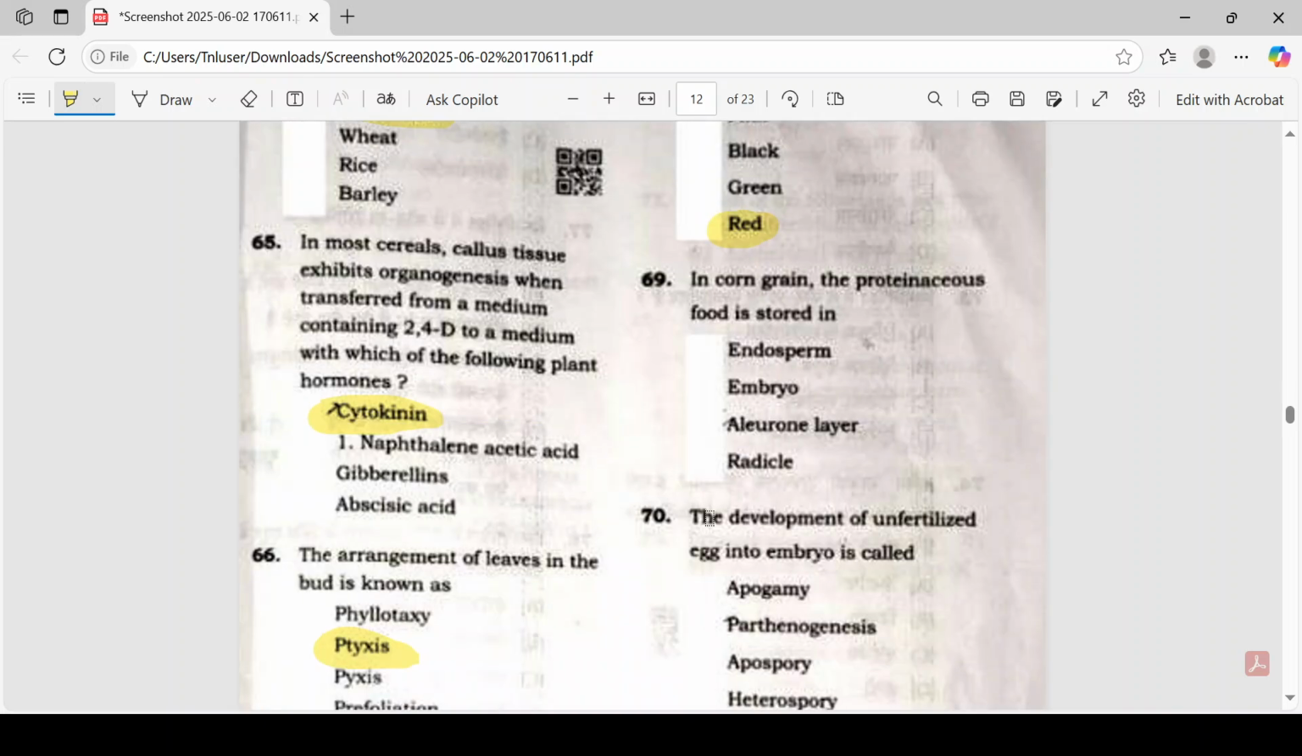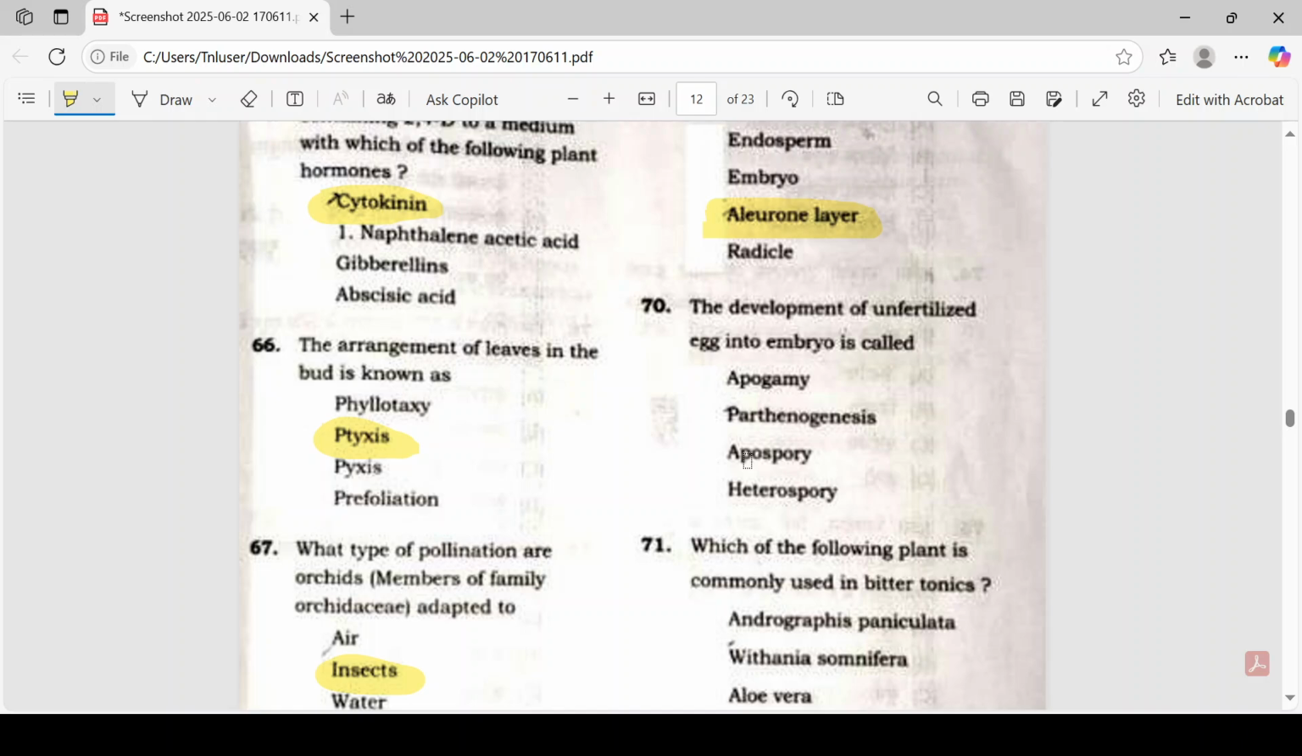So the question number 69, in corn grain, the proteinaceous food is stored in, again something that we have learnt in our 10th, 11th, 12th biology books. So the correct answer over here will be option number C, an easy question. The development of unfertilized egg into embryo is called as, easy question again, parthenogenesis, right?